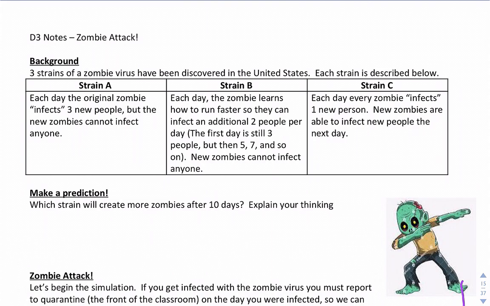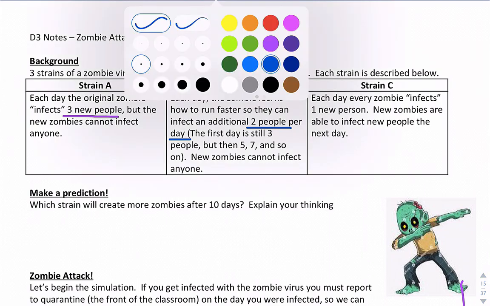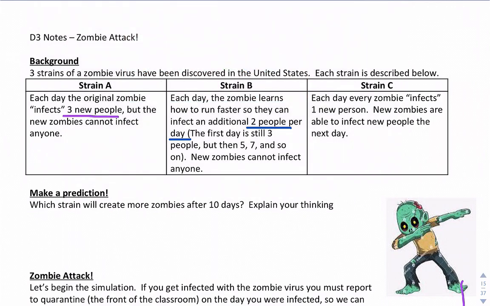Strain A. Each day the original zombie infects 3 new people, but the new zombies cannot infect anyone. Strain B. Let's change this. Each day the zombie learns how to run faster so they can infect an additional 2 people per day. New zombies cannot infect anyone. In strain C, each zombie infects 1 new person, and new zombies are able to infect new people the next day.